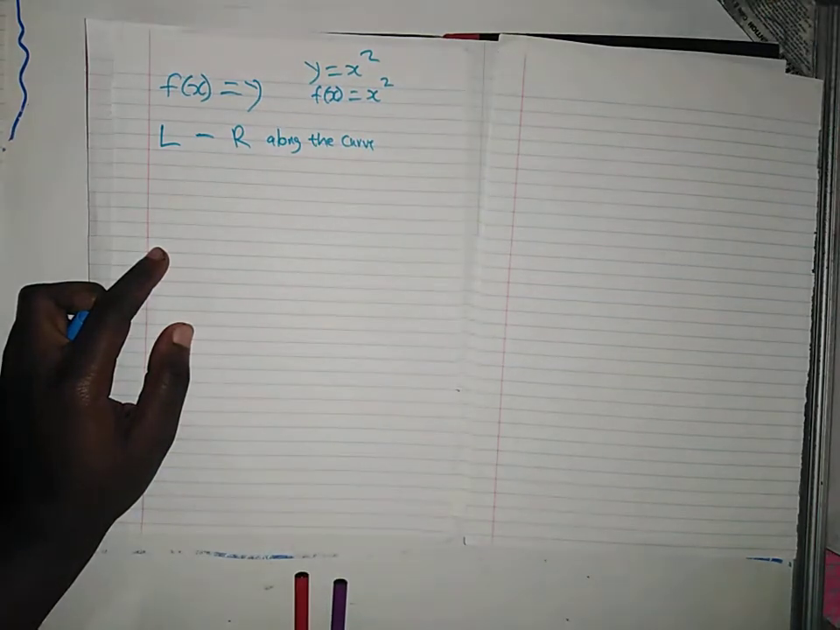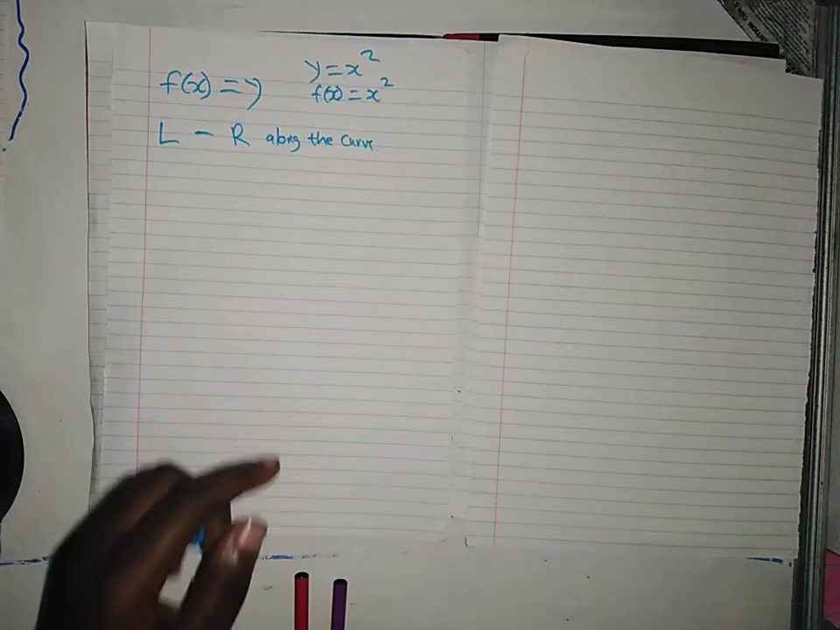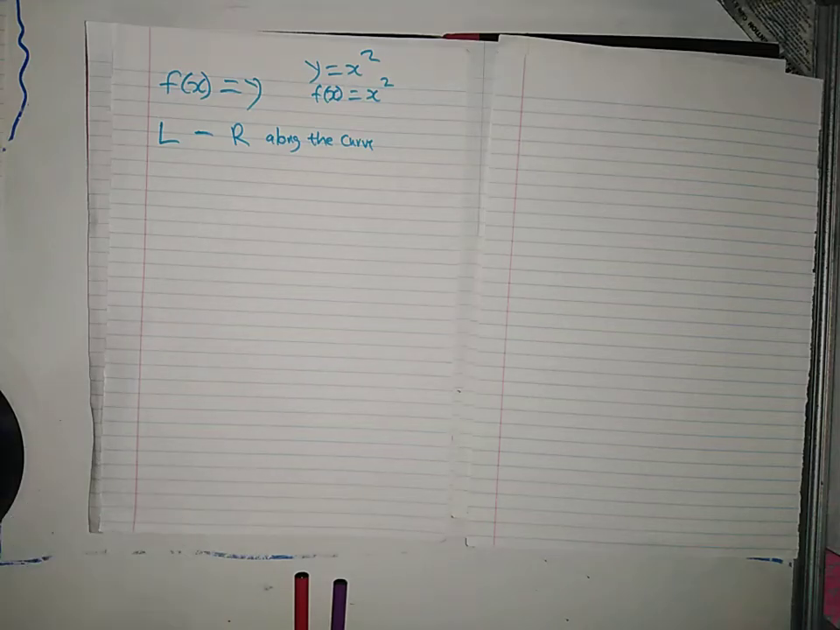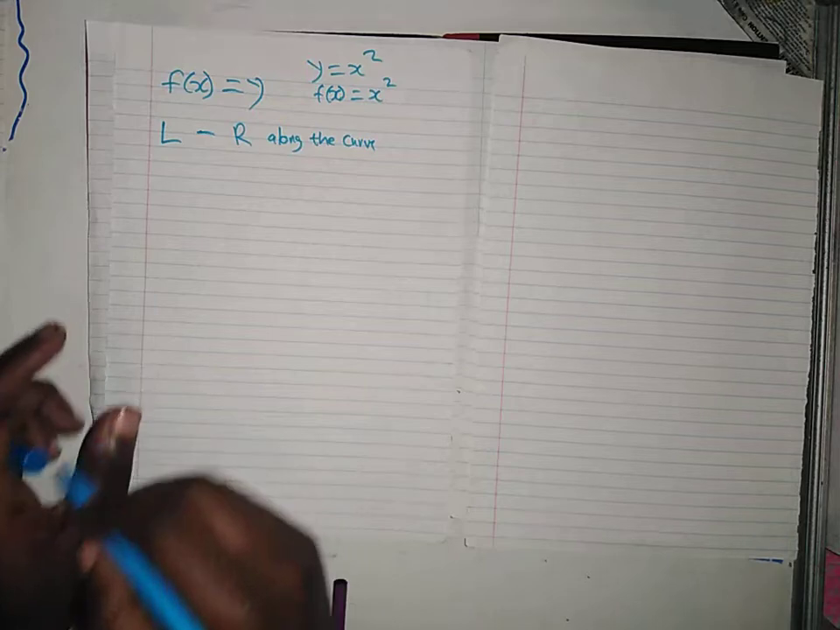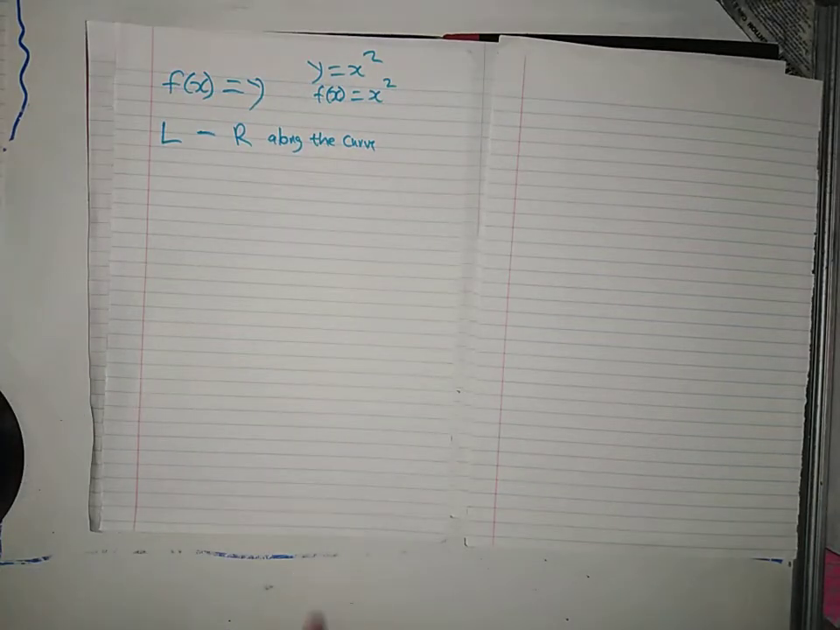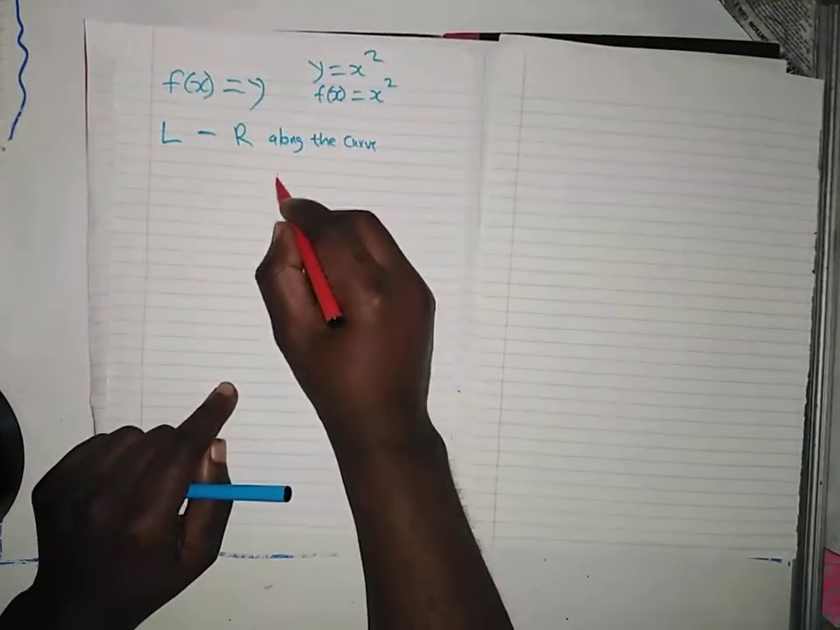Now I want you to notice. So for example, let's say you've got something like this. Let me just use a different color for this one. Let's say you had a graph like this one. Can you see?